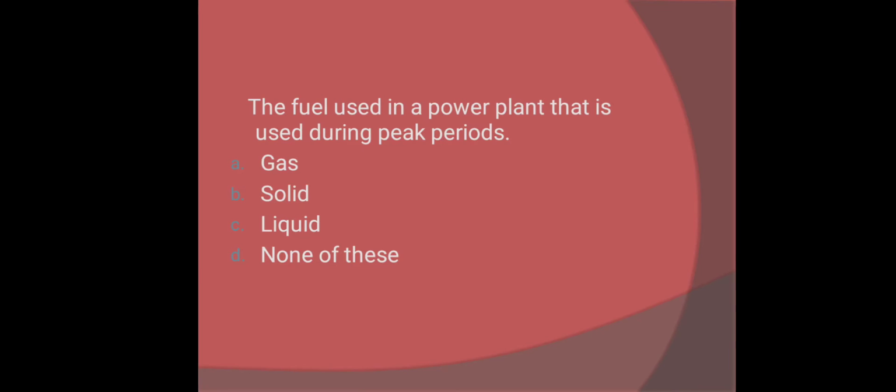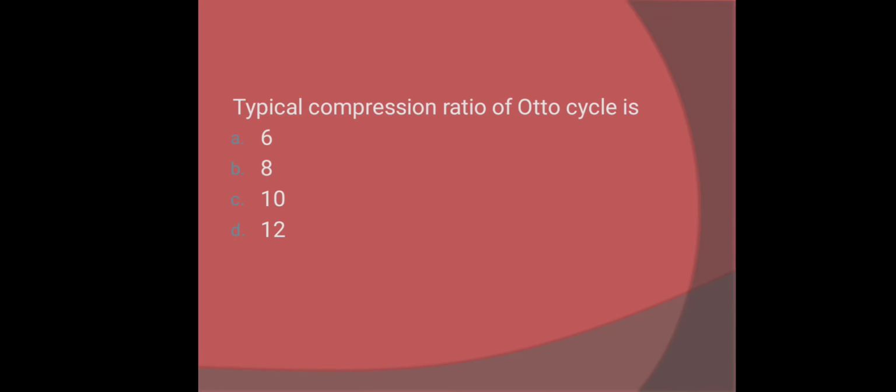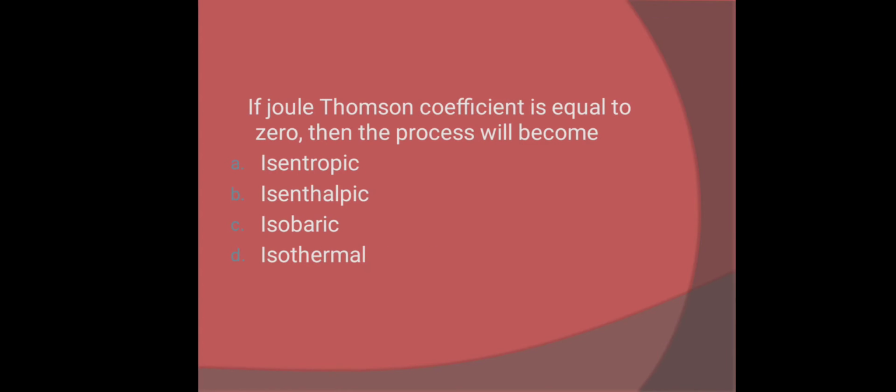The fuel used in a power plant that is used during peak periods, okay, is letter C, liquid. Typical compression ratio of Otto cycle, okay? Typical compression ratio daw ng Otto cycle ay letter B, 8. If Joule-Thomson coefficient is equal to 0, then the process will become isothermal or constant temperature, letter D.